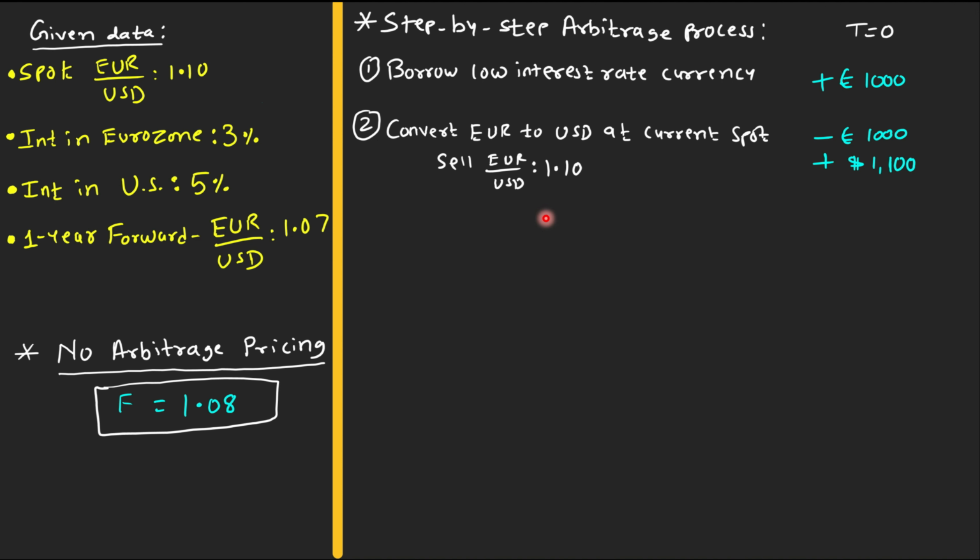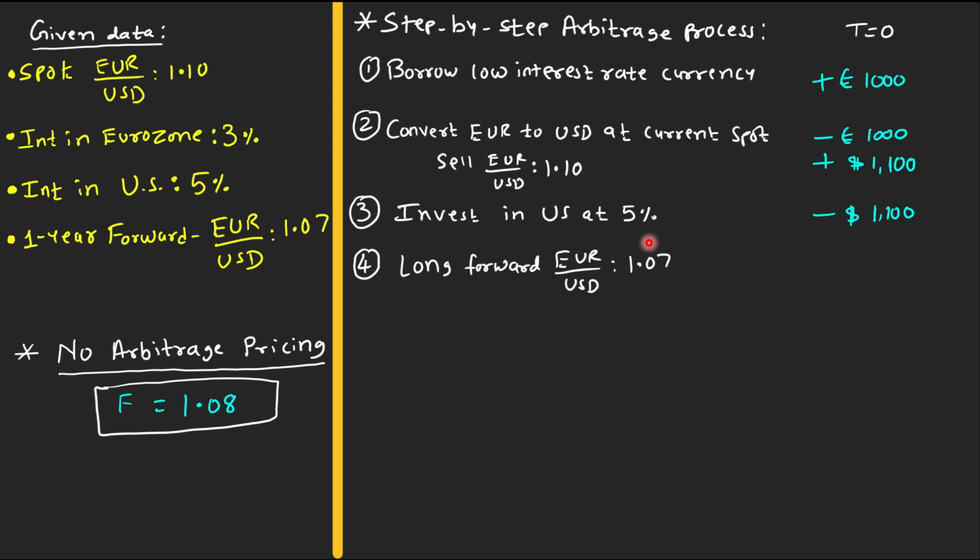The second step is we're going to convert euros to USD at the current spot rate, which is 1.10. So we're going to sell euros and buy USD. Because we're selling euros, it's negative, so it's gone from our account. And then we bought USD, which is 1,100. That's how much USD we get by converting 1,000 euros. The third step is we're going to invest the US dollars at 5%. So the 1,100 is gone, we just gave it to the bank, and it's going to be invested at 5%.